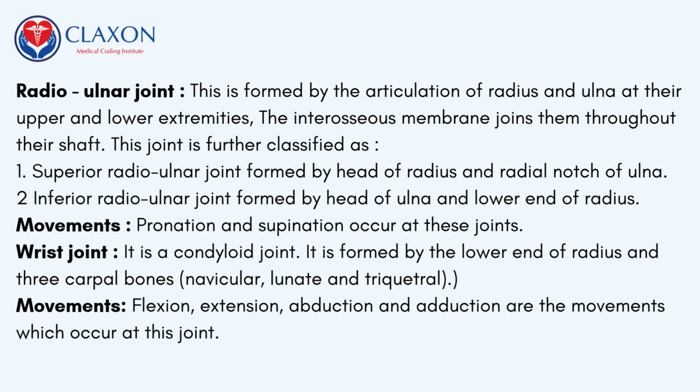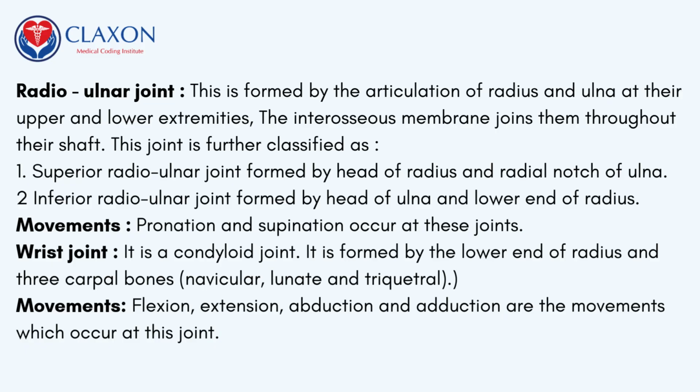Radio-ulnar joint, this is formed by the articulation of radius and ulna at their upper and lower extremities. The interosseous membrane joins them throughout their shaft. This joint is further classified as 1. Superior radio-ulnar joint formed by head of radius and radial notch of ulna. 2. Inferior radio-ulnar joint formed by head of ulna and lower end of radius. Movements: pronation and supination occur at these joints.